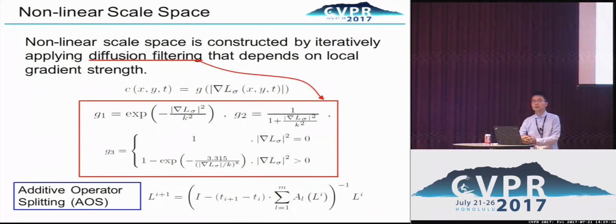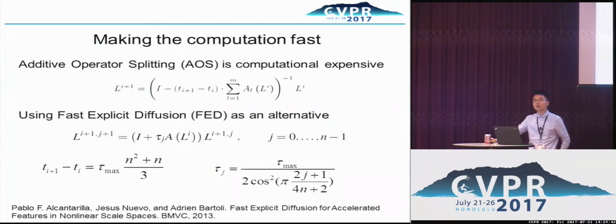In the KAZE paper, it studies 3 types of nonlinear diffusion filtering. All these operations are based on the local gradient strength. According to the formulation of additive operator splitting, it has to solve a large system of linear equations in each time step. This operation is computationally expensive.